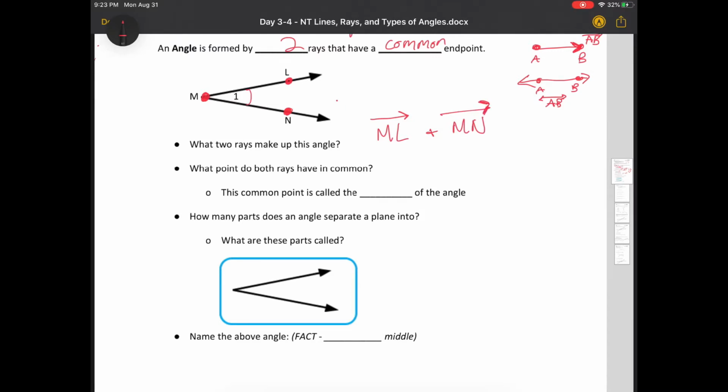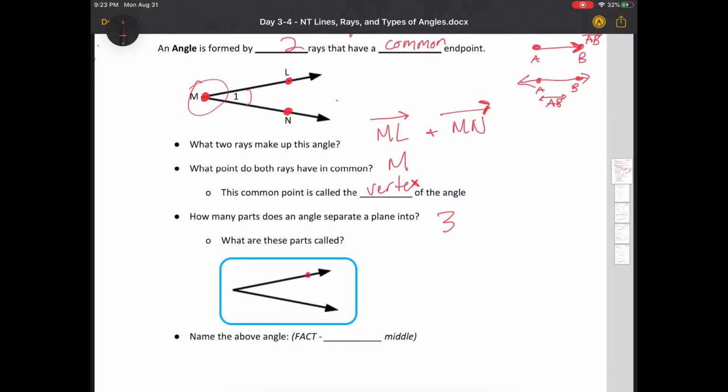So what point do both rays have in common? They both have this point M in common, the same endpoint. So this common point is called the vertex of an angle. So that's where the 2 rays meet. And then how many parts does an angle separate a plane into? This would separate a plane into 3 separate parts.